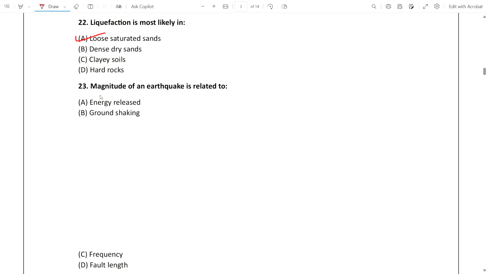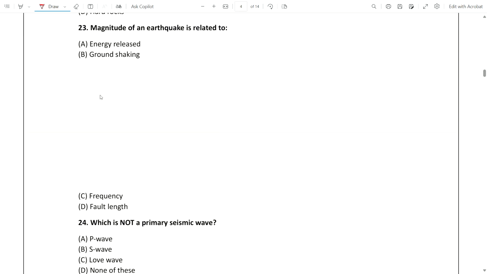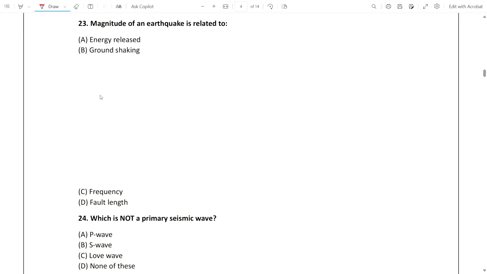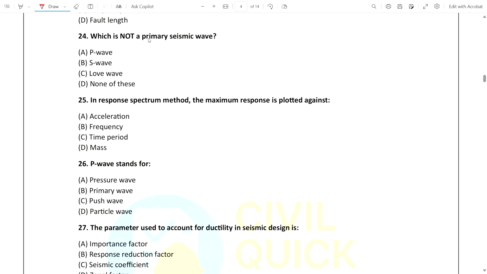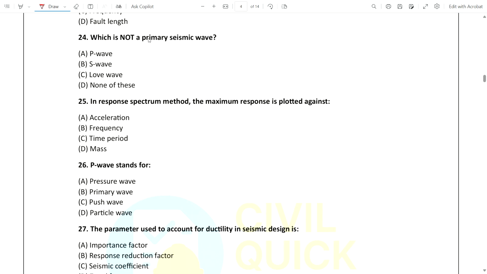Now question number 23, magnitude of an earthquake is related to what? Energy release, ground shaking, frequency, or fault length? Here the option is energy release, and magnitude of an earthquake is related to energy release. As I've already discussed the theory, you get this directly from the theory, and then you directly correct the answer here.